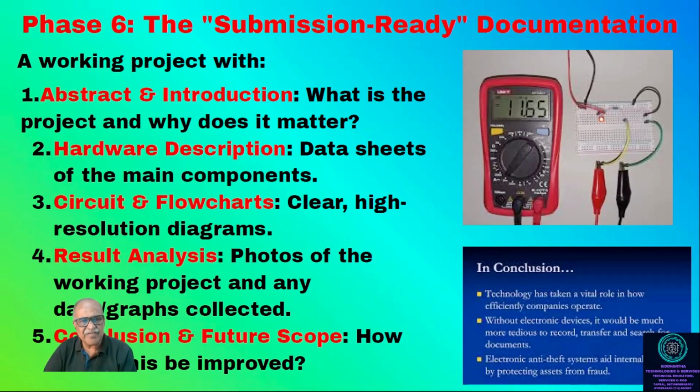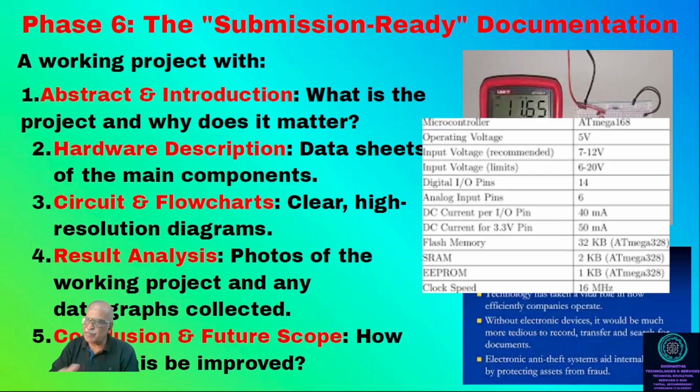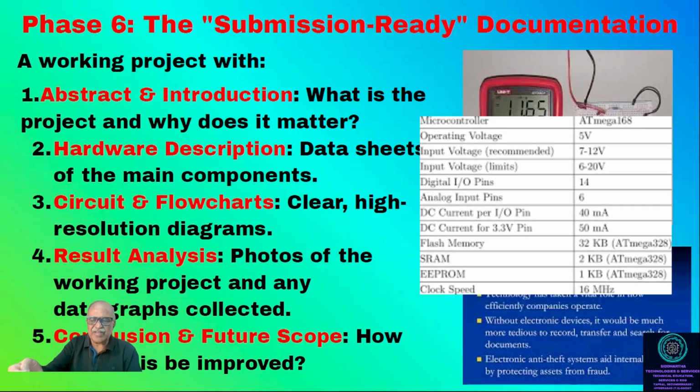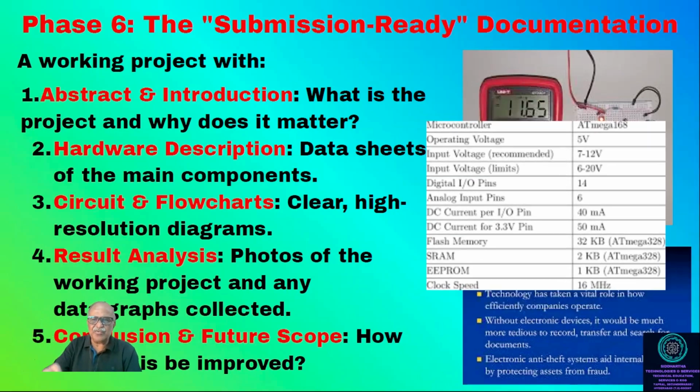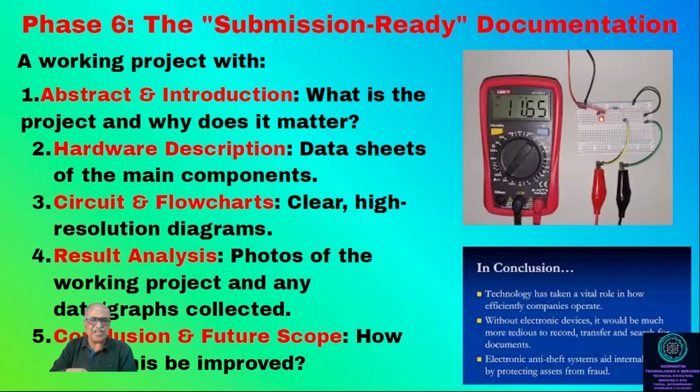Second is hardware description. That means whatever parts you have used, whatever components you have used, you have to describe why you have used it. What is the working voltage? Refer to the data sheet. I'm not asking you to give the complete data sheet, but refer to the component. What is the working voltage? How much voltage can I give? What is the supply? What are the GPIO pins? Where is your sensor connected? Why is it connected? That GPIO pin is I2C or serial or some other platform. So all these things you have to write down in the hardware description.